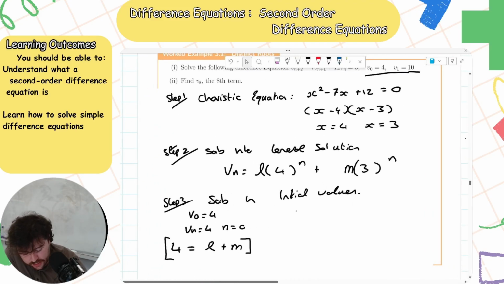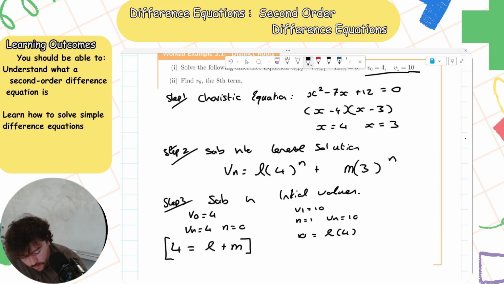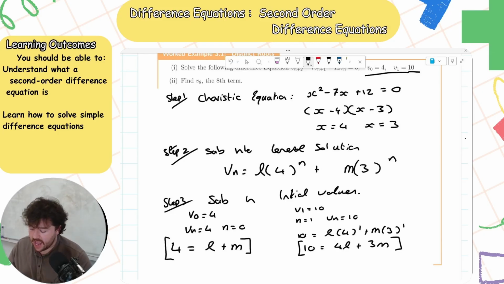And my second equation, V1 is equal to 10. Well, n is equal to 1 when Vn is equal to 10. So I'm going to have 10 is equal to L times 4 to the power of 1 plus m times 3 to the power of 1. So I'm left with 10 is equal to 4L plus 3m. And there is my second equation. And now all I have to do here is solve them simultaneously.